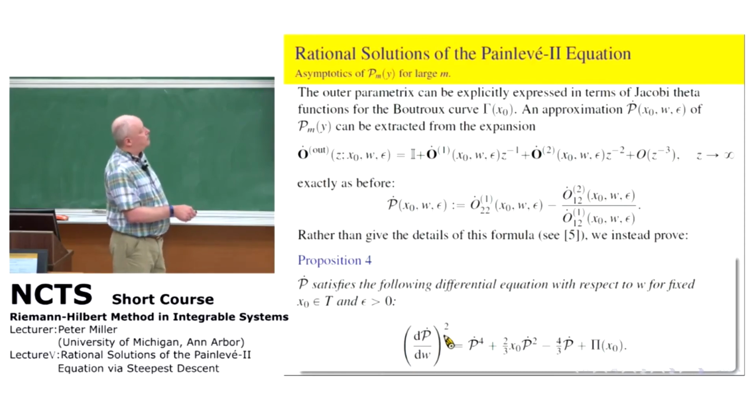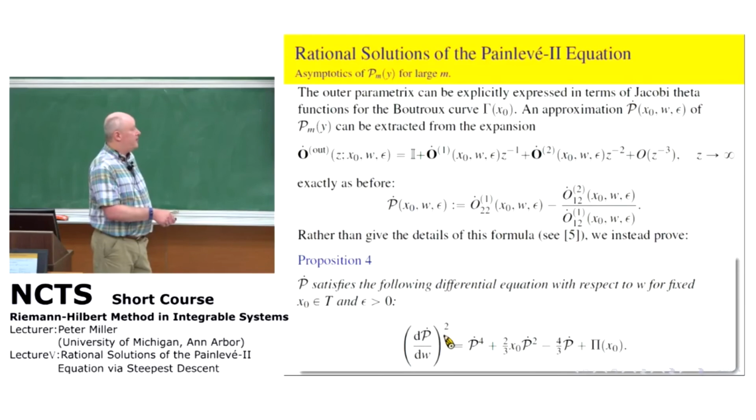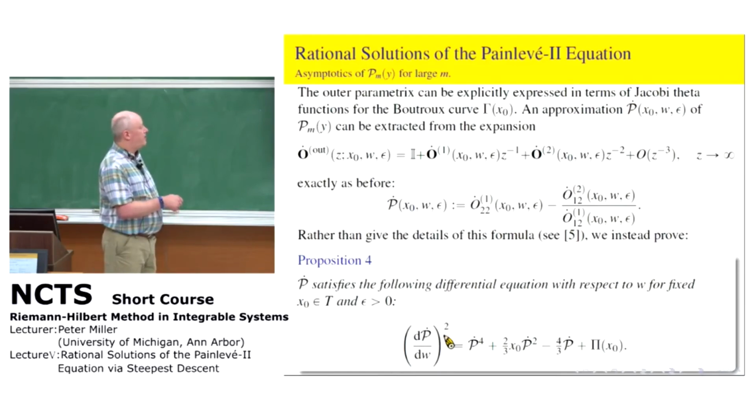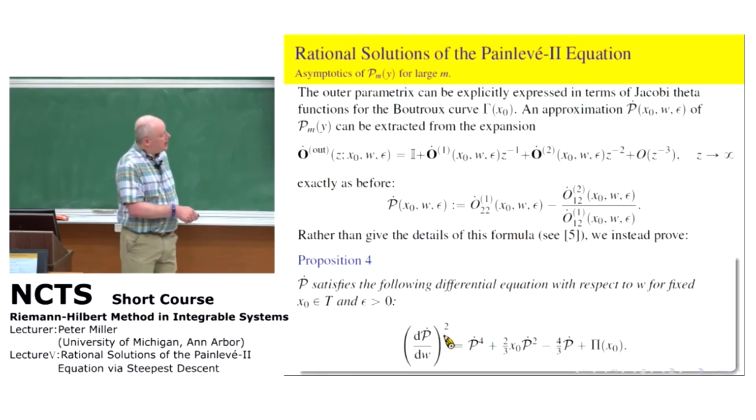Instead, let's just go ahead and prove this result. So we're going to prove that this approximate formula for our Pendulum function satisfies this differential equation with respect to w for fixed x naught in t and epsilon positive. So this is exactly our elliptic function differential equation.